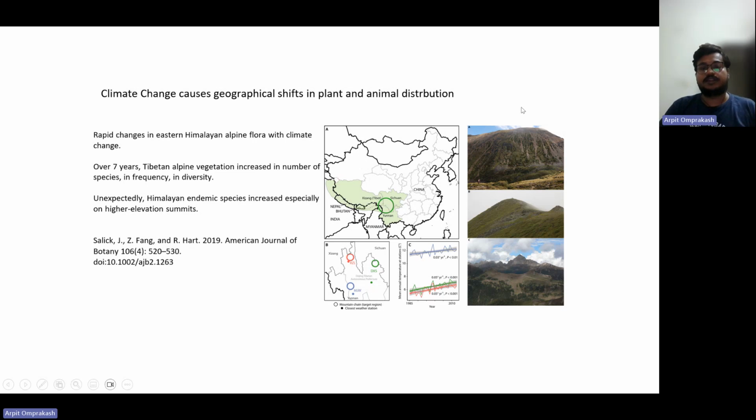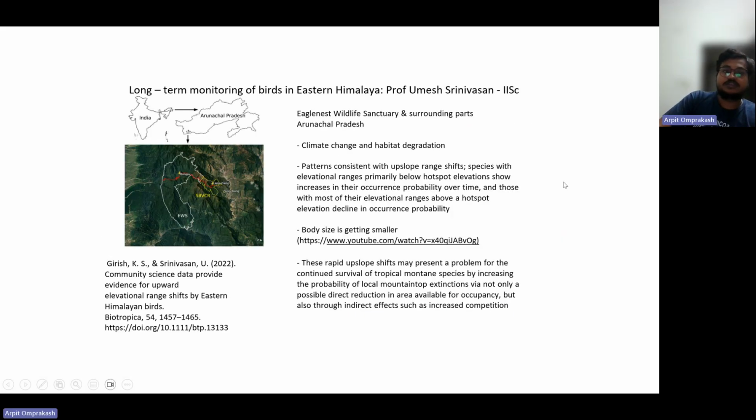This is basically talking about how there are geographical shifts in plant and animal distributions that are caused by climate change. Then there's another research carried out at IISc by Professor Umesh Srinivasan, where they have long-term monitoring programs for birds of the Eastern Himalayas, particularly in the areas of Arunachal Pradesh. They look at how climate change and habitat degradation are affecting these bird populations, and they show that the patterns they see are consistent with upslope range shifts. So these birds are moving up the slope as Earth is getting warmer and warmer.